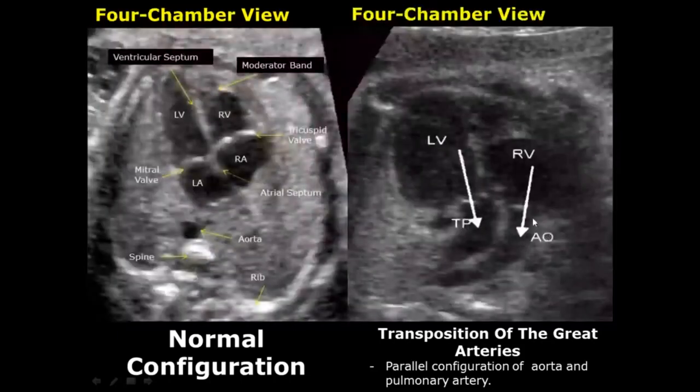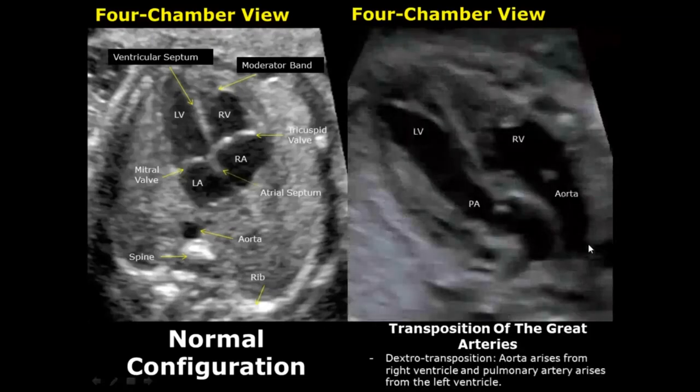In this four-chamber view, you can see the parallel configuration, which is not present in the normal view. This is a transposition of the great arteries. Here is another image showing the parallel configuration. The aorta arises from the right ventricle and the pulmonary artery arises from the left ventricle.